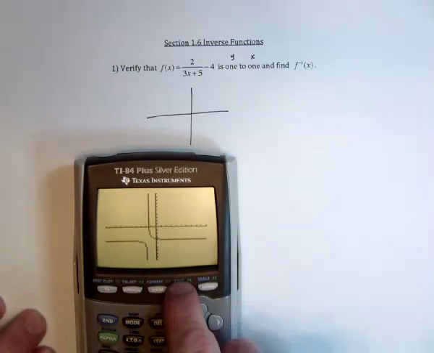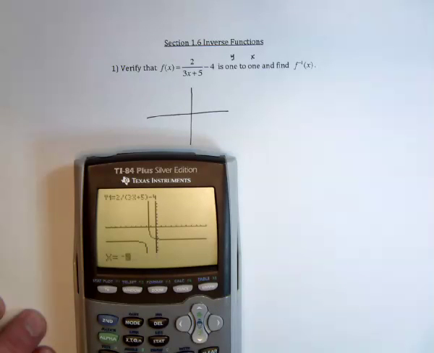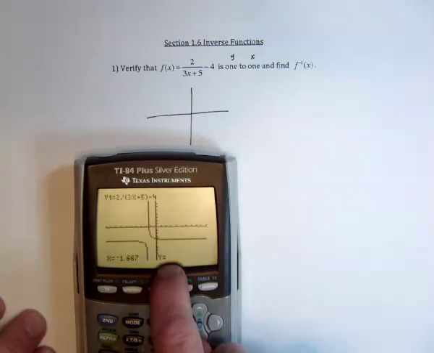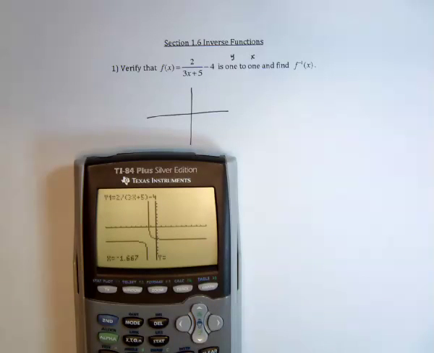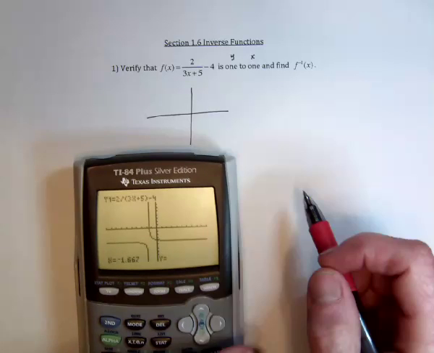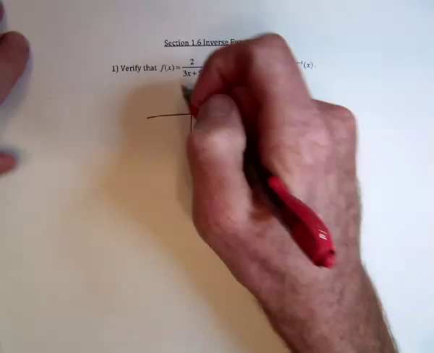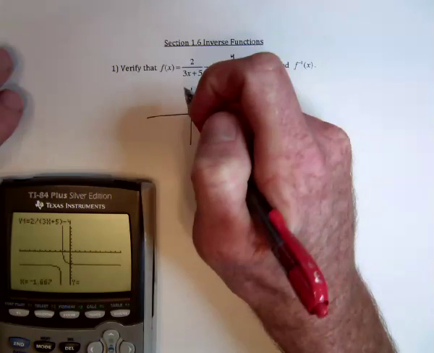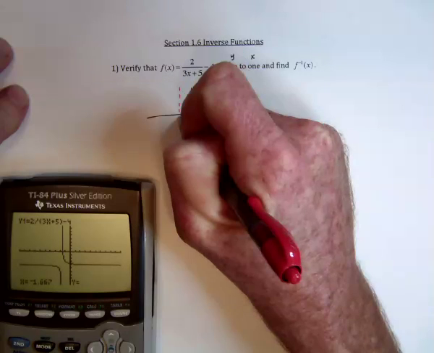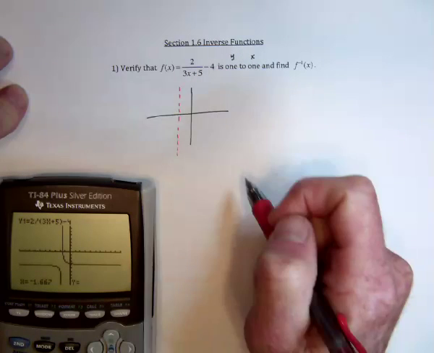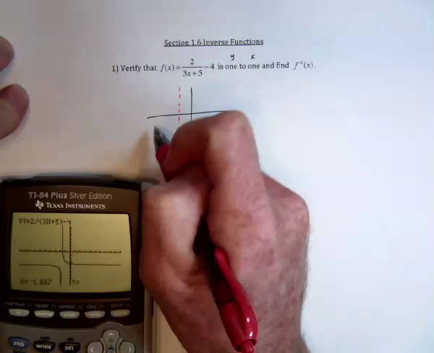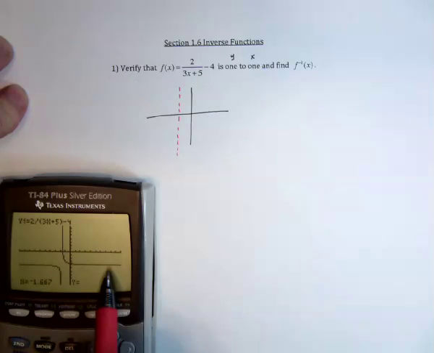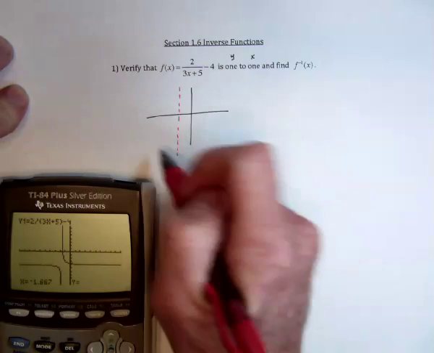Let me double check. Trace -5/3. Sure enough, the function's undefined, it's got an asymptote there. So if I were to graph this with its asymptotes, there's a vertical asymptote at -5/3, and there's also a horizontal asymptote here, which is most likely down at -4.